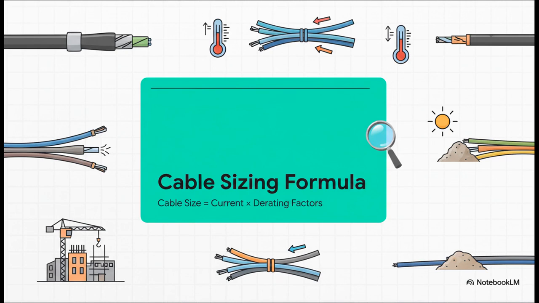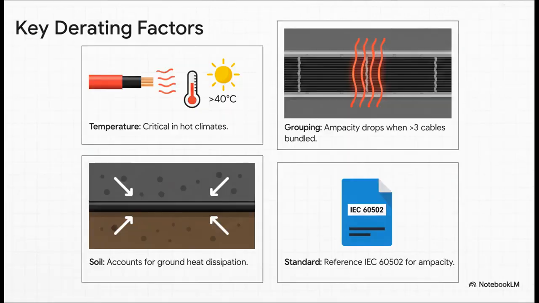The real-world conditions on your site can dramatically change how much current a cable can safely handle. That's where derating factors come in, and I can't stress this enough. These are our mandatory reality check. So here's the deal. You absolutely have to know your site's environment. I mean, think about a project in the Gulf, where it's regularly over 40 degrees Celsius. That same cable can't handle the same amount of current as it would somewhere cooler.